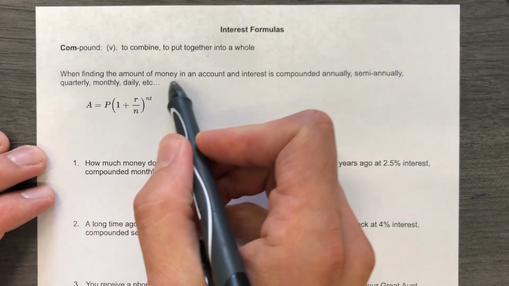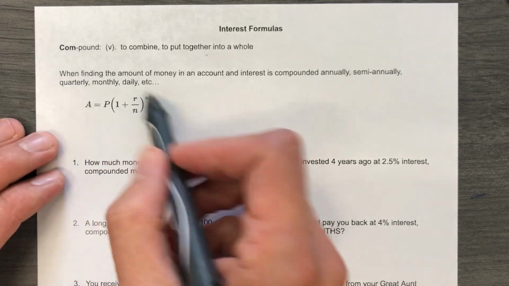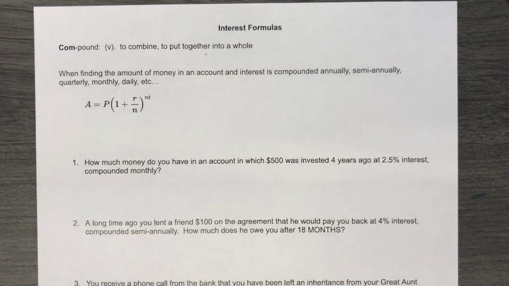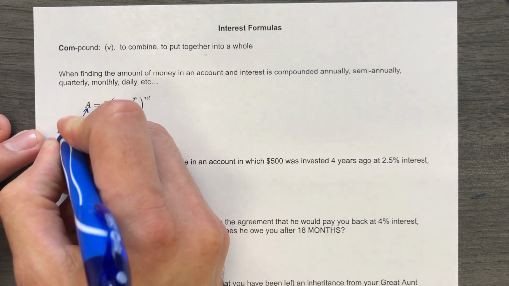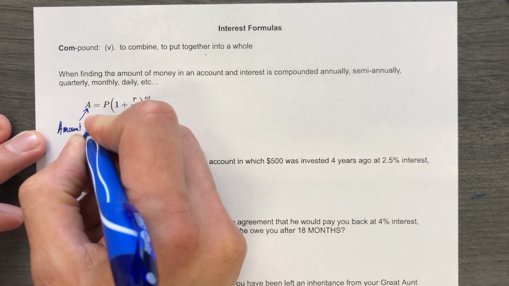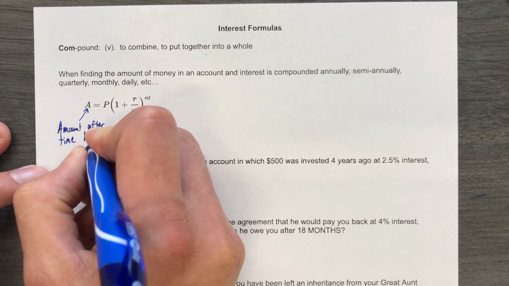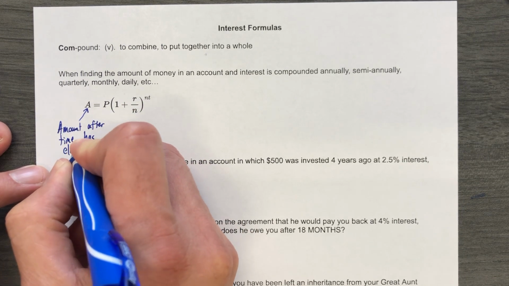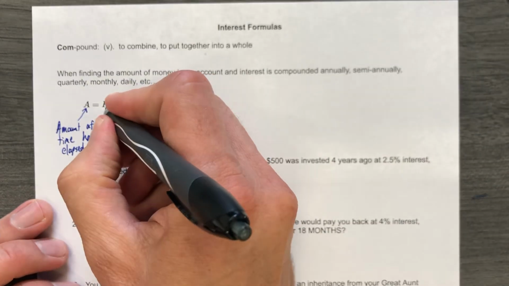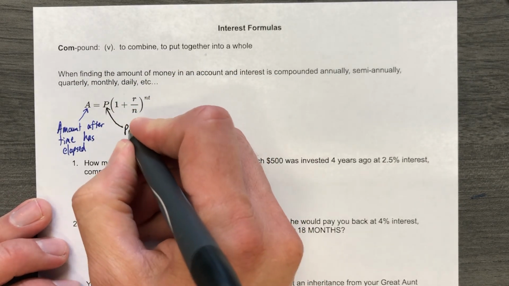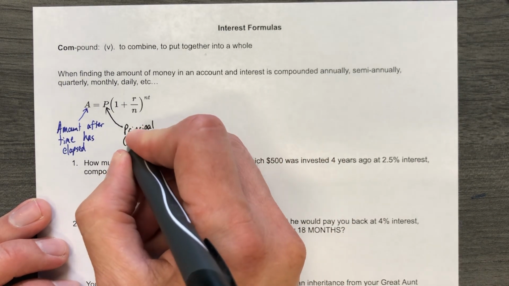So when finding the amount of money in an account, where interest is compounded annually, semi-annually, quarterly, monthly, daily, whatever, we're going to use this formula right here. This is going to look very familiar with what you have seen before. A is going to be the amount of money after time has elapsed. P is going to be the principal. That is the original amount.